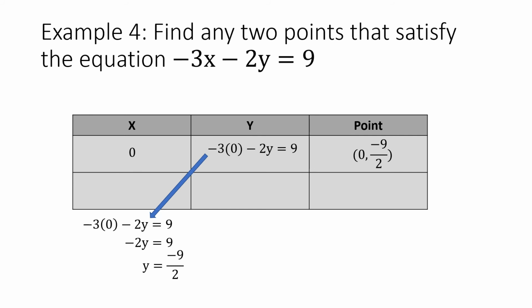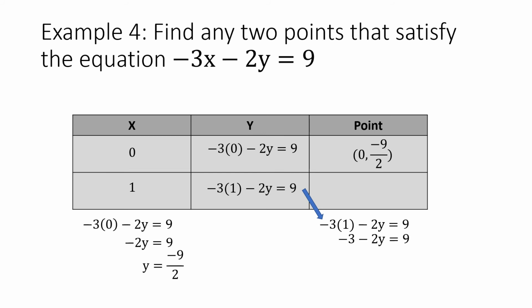Next, I'm going to pick 1 again for my x coordinate, and then I'm going to substitute it into the equation where I see the x, and then I'm going to solve for y. And so I'm going to do that again outside of the table. And I have negative 3 times 1 minus 2y equal to 9. Negative 3 times 1 is negative 3, so I'm going to bring that down, and then I'm going to bring down the minus 2y equal to 9.